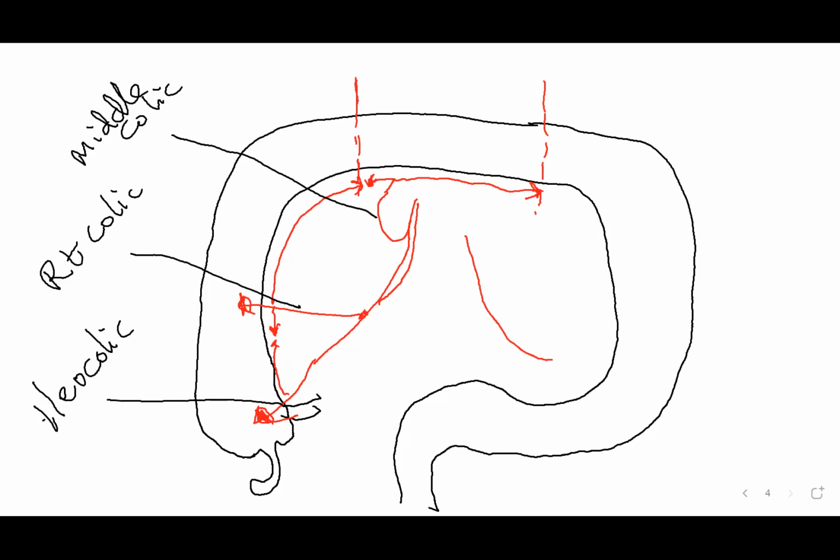Now, the inferior mesenteric artery has the left colic branch.